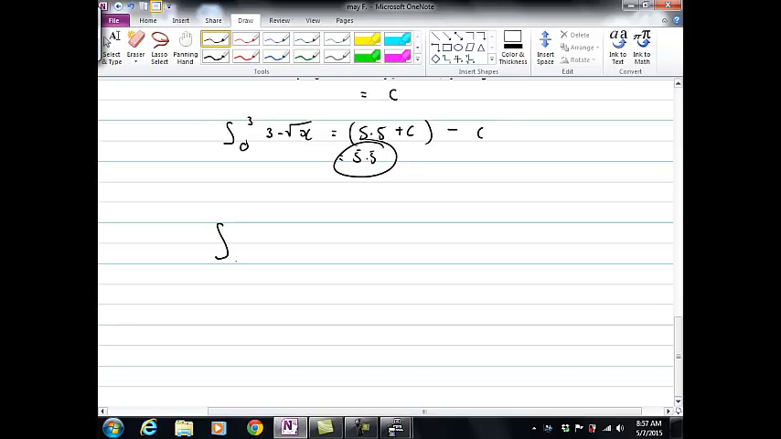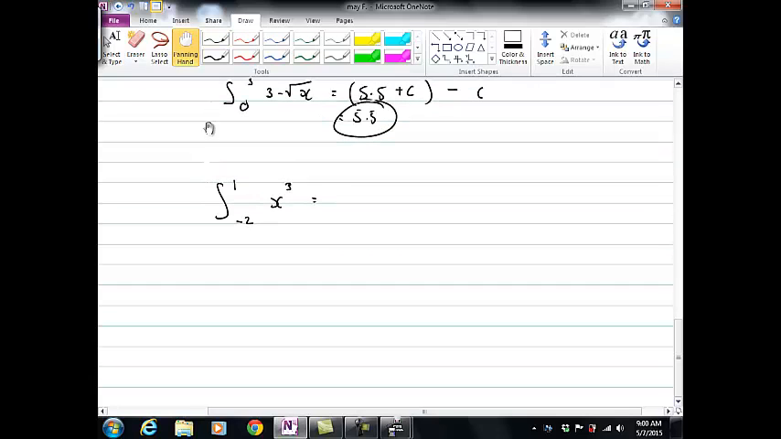Integral from -2 to 1 of x cubed. Start this question right now. If I look at this, x cubed, I know that I'm just finding the antiderivative. Here's a quick way of showing the proper notation, writing this down. This equals x to the power 4 over 4.